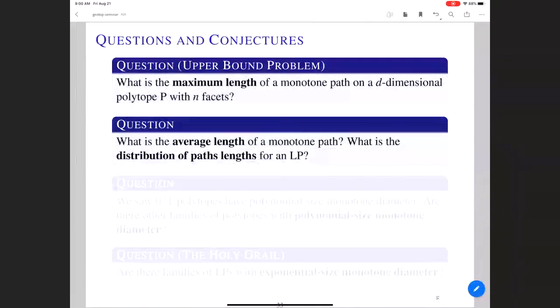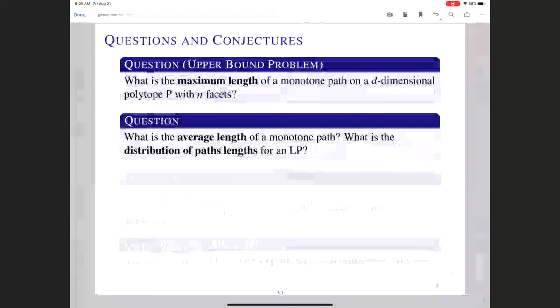I know Lalo Rivera has studied flips on trees, and in flips on trees you get some randomness, right? You can do some average tree. How does the average tree look? So you can study the same kind of question here. What does the average monotone path look like? If you do a random walk on this flip graph, what does it look like? And also in probability, you want to understand the probability distribution of the lengths. So what is the probability distribution of the lengths here?